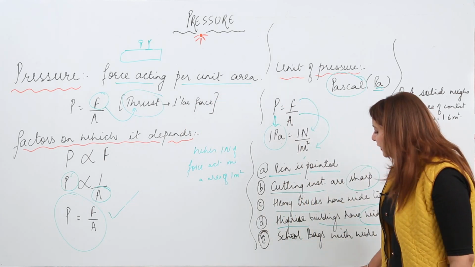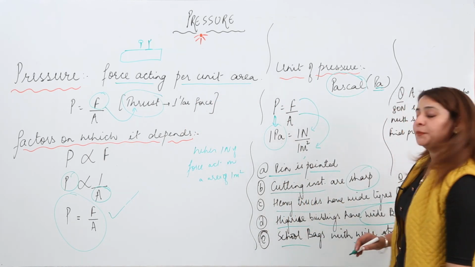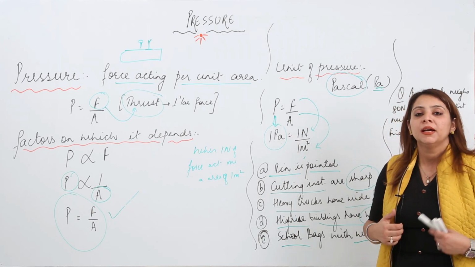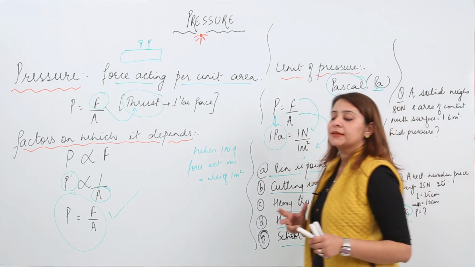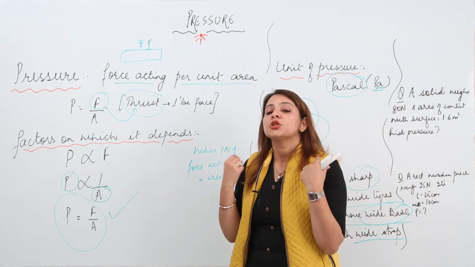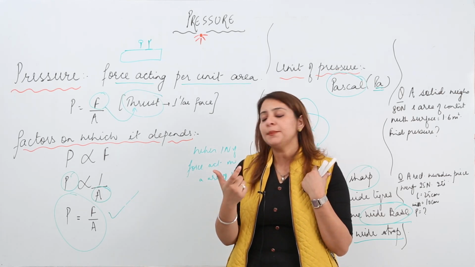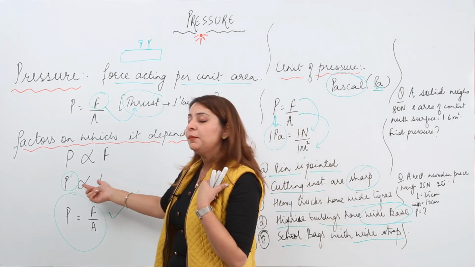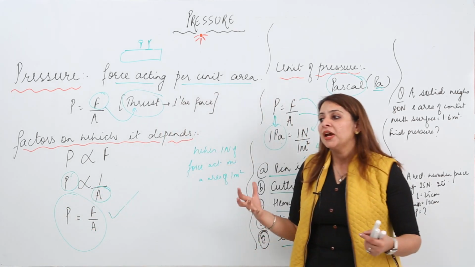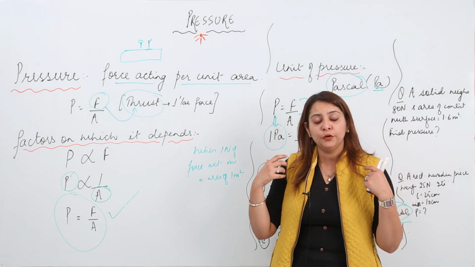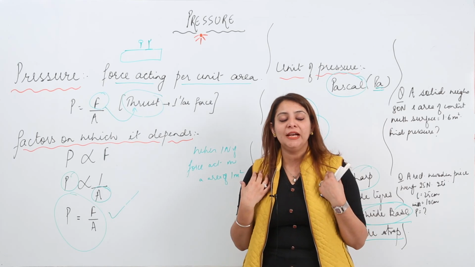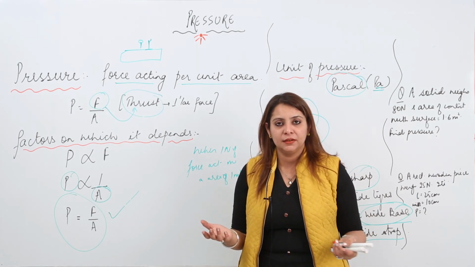Moreover, we have seen that school bags with wide straps are easy to be carried by the children as compared to straps which are not wide. Because you are going to hang a bag on your shoulders, right? So wide straps means more area. More area means less pressure. That means your child will be able to carry that bag full of books more easily, and it will exert less pressure on the shoulders of the child, and he can carry the bag comfortably.